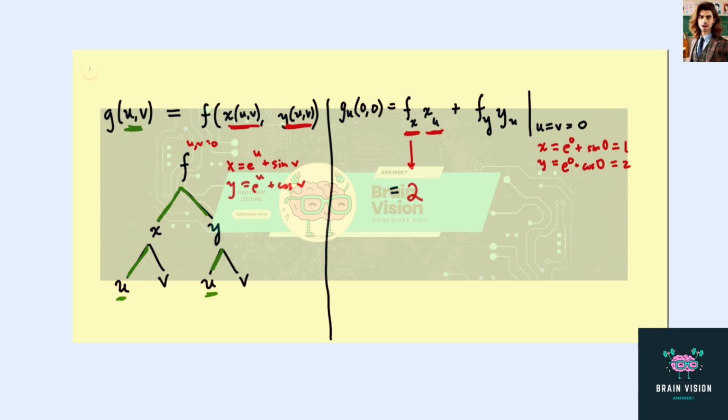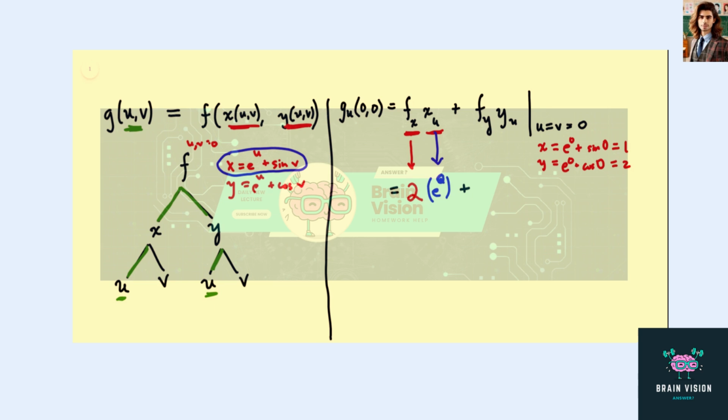x sub u, let's calculate that right here. Here's our x over there. The partial derivative of e to the u plus sine of v is e to the u, that's the derivative of e to the u, and sine v has no u's in it, so that's it. And at 0, 0, u is really just 0, so that will just be the number 1. Okay. Next up, f partial y.